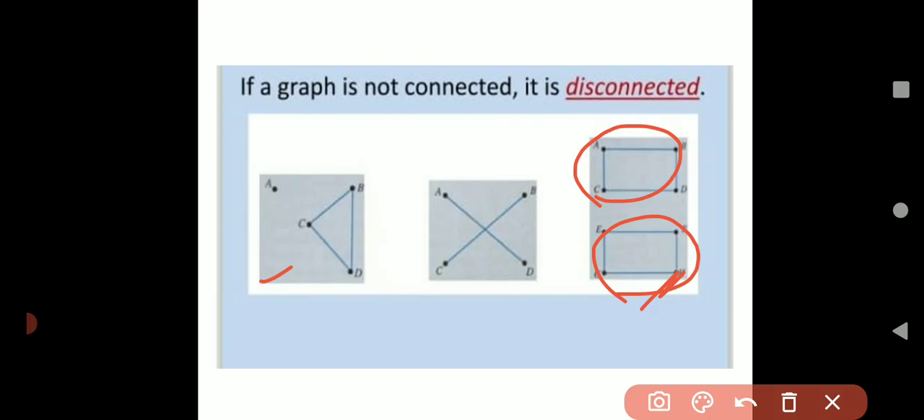So it is clearly concluded that if a graph has only one component, then it is known as a connected graph. If a graph has more than one component, then it will be a disconnected graph.